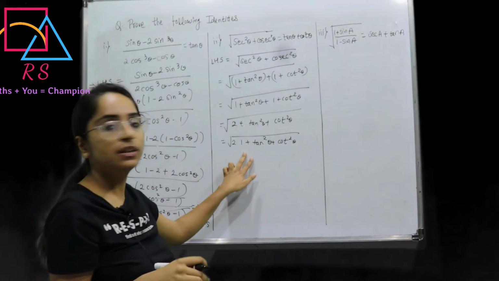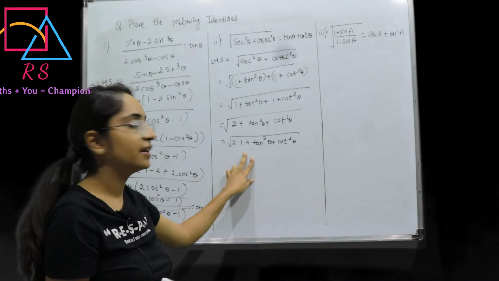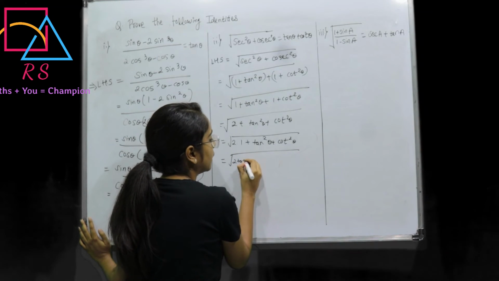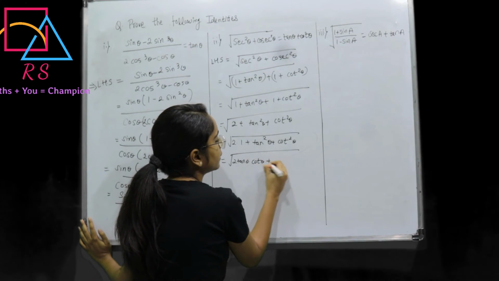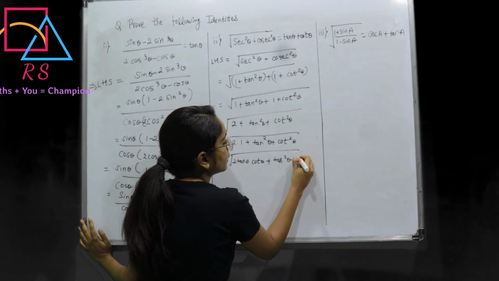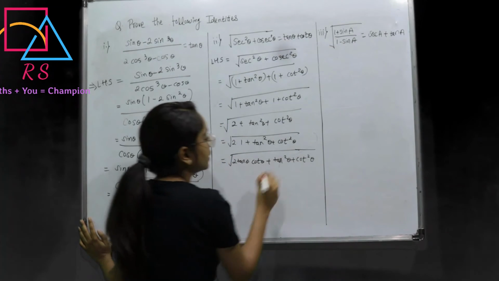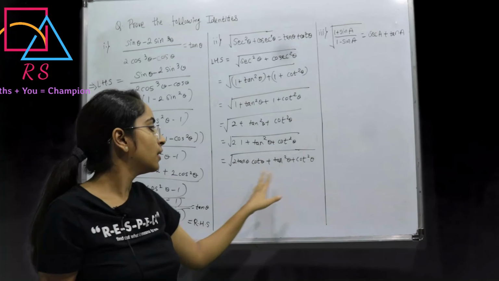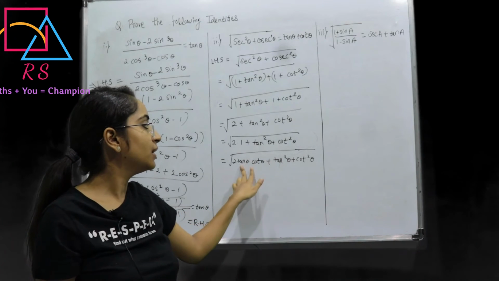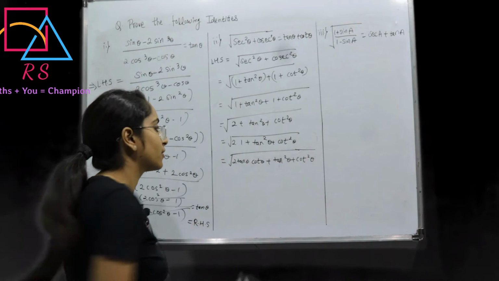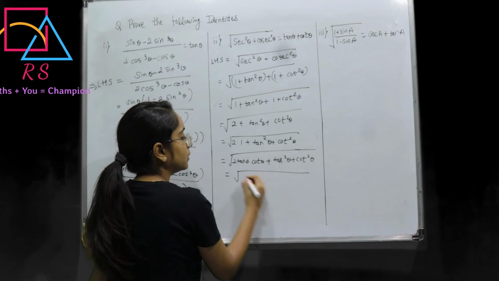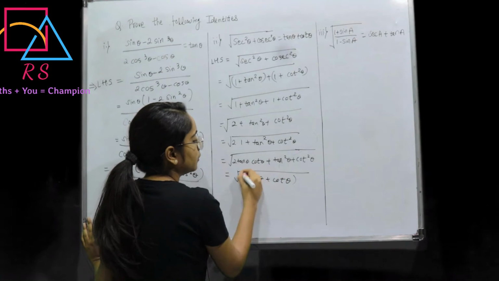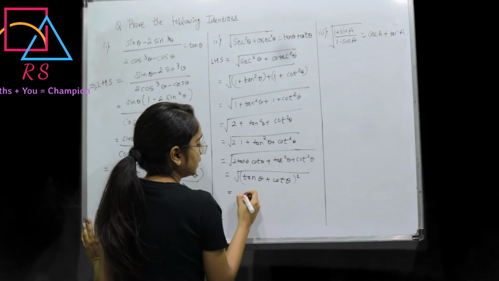So here in the place of 1 we can put tan theta into cot theta, as they are reciprocal identities. We will write it here: 2 tan theta cot theta plus tan square theta plus cot square theta. Now you can see we get the formula of (a plus b) whole square: a square plus 2ab, that is 2 tan theta cot theta, plus b square. So further we will get tan theta plus cot theta whole square.